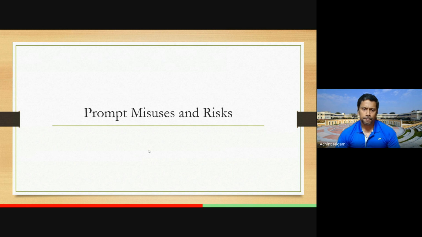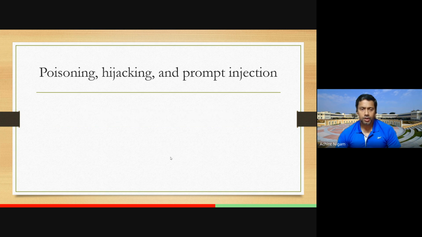Now coming to the ethical and unethical side, my 2 cents also, that is prompt misuses and risks. So that is the last thing. We are moving to the very last part of this workshop, the ethical risks and those kinds of things. There are a couple of terms like prompt poisoning, prompt hijacking, and prompt injection. These are the 3 terms that I'm going to discuss, and most likely after that the workshop will come to a conclusion. So you can poison a prompt, you can hijack a prompt, and there is prompt injection.